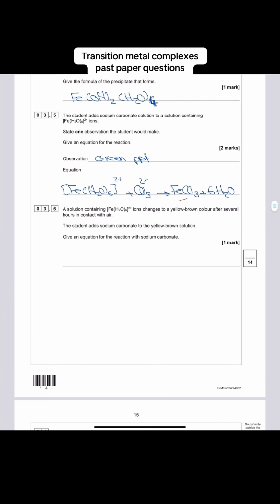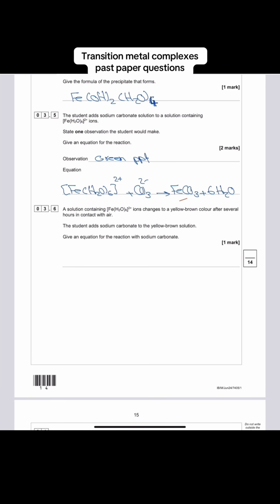So now they say that the solution which contains the ion of iron 2 plus changes to a yellow-brown color after several hours in contact with air. That means it has changed from iron 2 plus into iron 3 plus. So in contact with air, it was oxidized into the other oxidation state, which is 3 plus. Now, when they add sodium carbonate to this yellow solution, what is the observation and what are you going to see, and give the ionic equation. So the observation, they didn't really ask about, but the observation is the bubbling because there will be carbon dioxide.